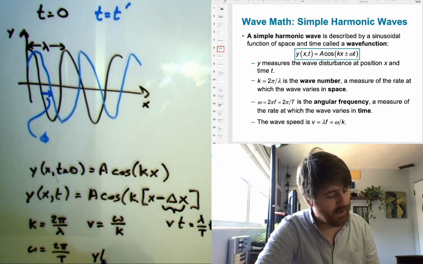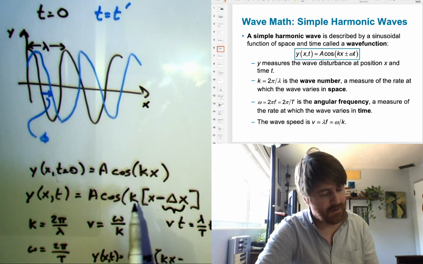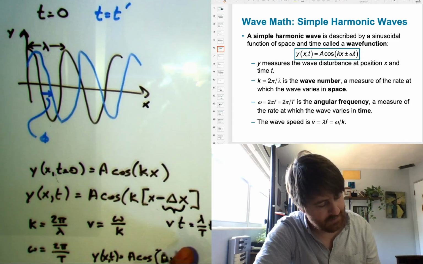So that gives us y of x and t is a cosine of kx minus, if I've distributed this k over to here, I have k times lambda divided by t. That would be 2 pi over t. Oh, that's just omega. Minus omega t.